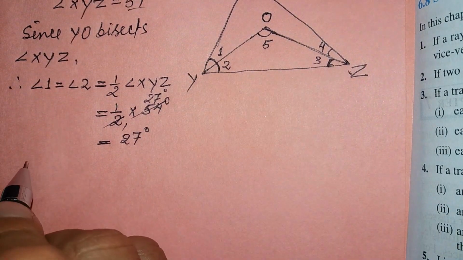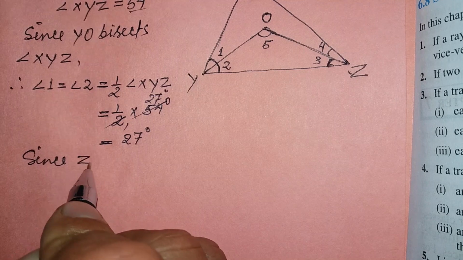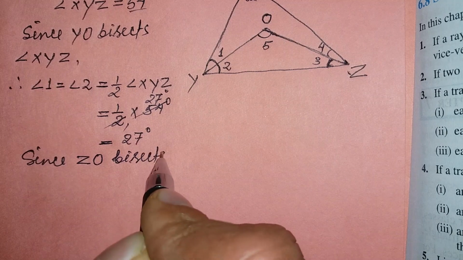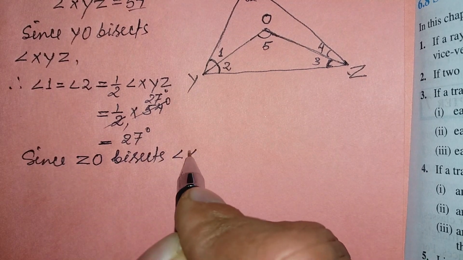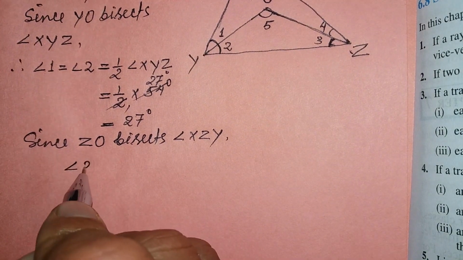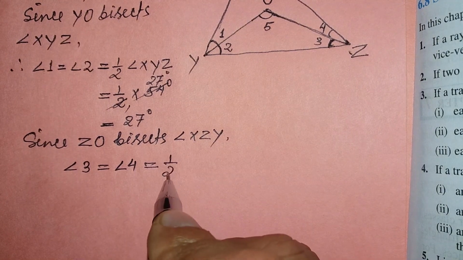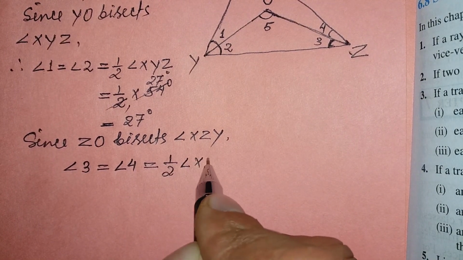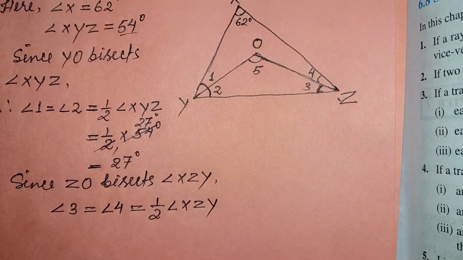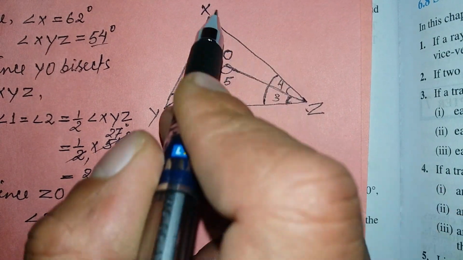Again, since ZO bisects angle XZY, angle 3 is equal to angle 4, and both are equal to half of angle XZY. Now we'll leave it here. First let's try to find out this angle XZY.